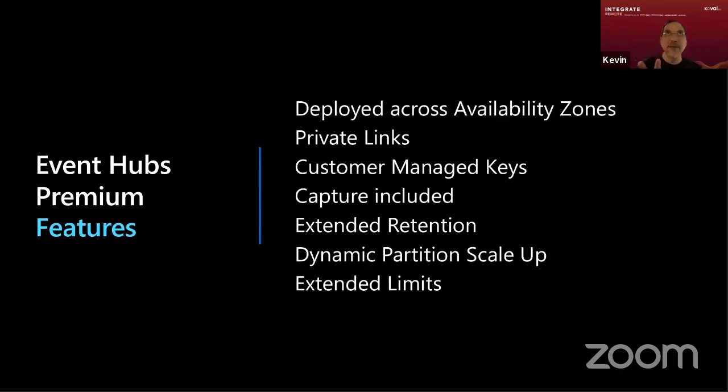We rebuilt the broker and added essentially it's a new version of the broker that we have. So we were able to do that, and using Service Fabric to go and distribute that load across the availability zones. It supports private links, so you can have secured access, network access to your premium namespaces. We support customer managed keys. So before we only had customer managed keys and private links in dedicated. Now you can get those in premium as well.